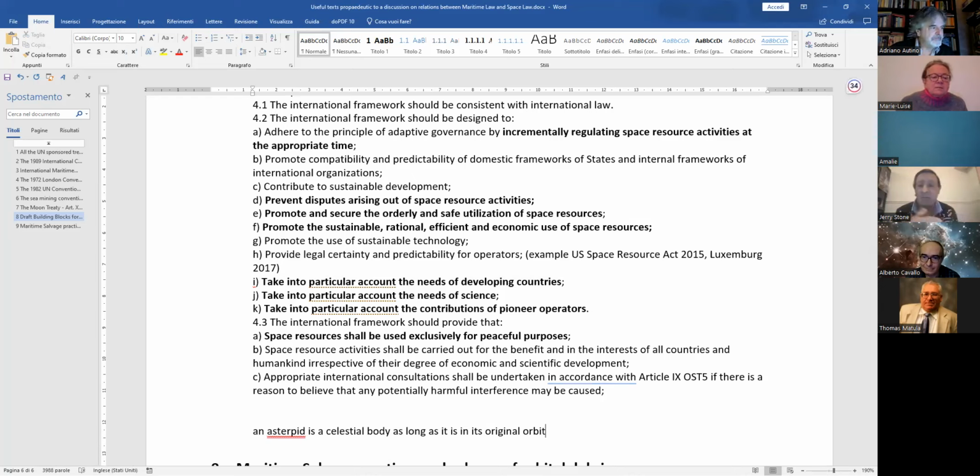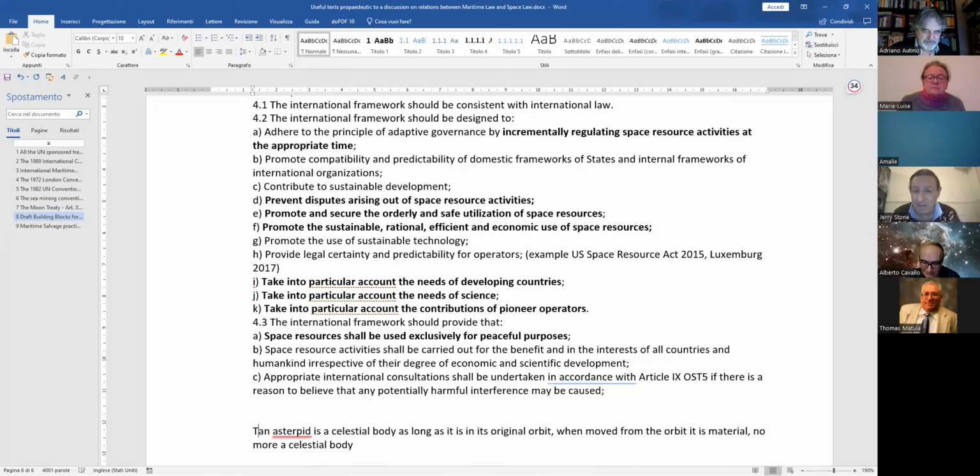I'm just thinking, suppose you don't change the orbit, you just take the material from the object. If you take the material from it, then what's left is still a celestial body if it's in the original orbit. But then you have to raise the question, will you change the orbit by taking the mass away from it? Because whenever you're taking the mass away from it, you're probably producing a small change in its orbit. Which leads to other questions.